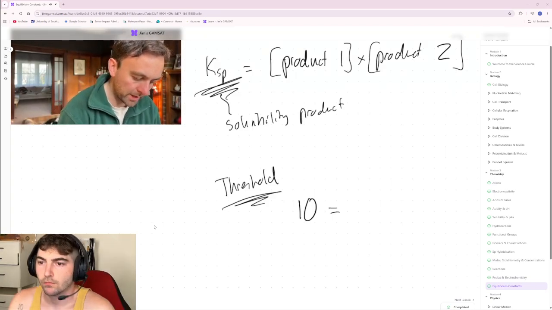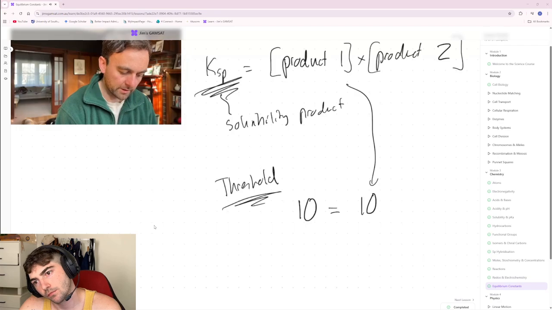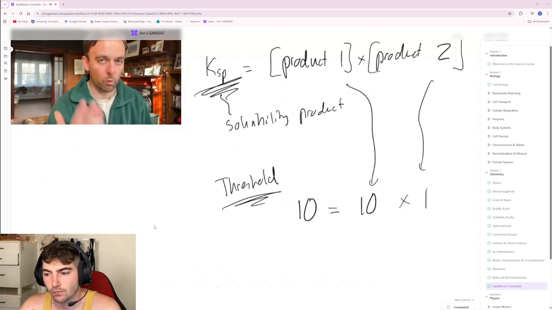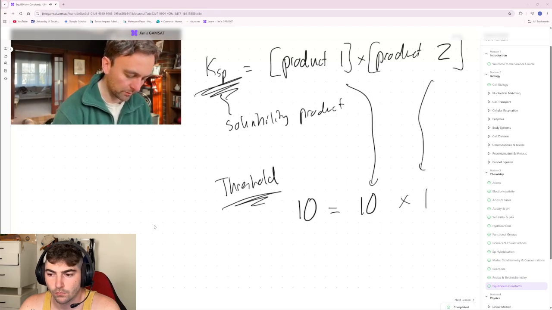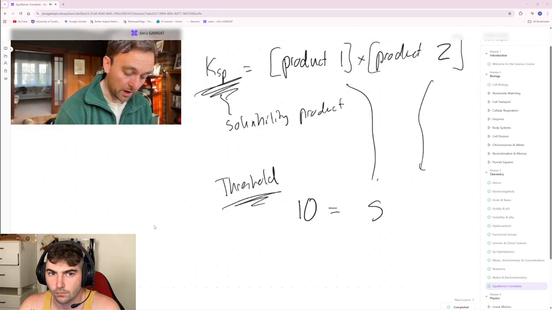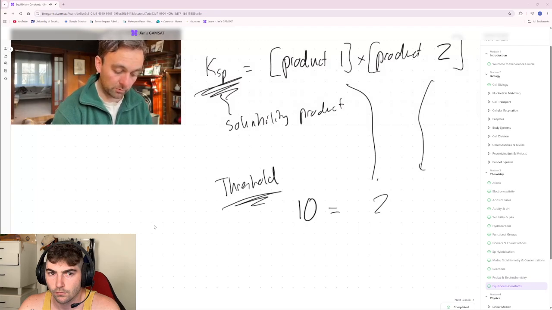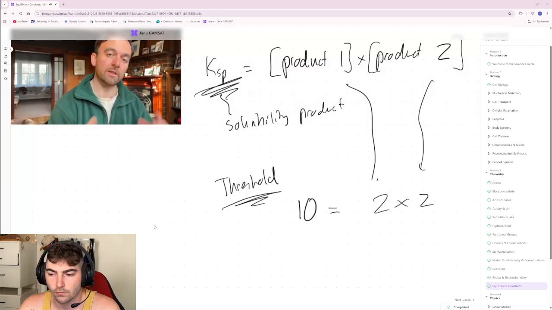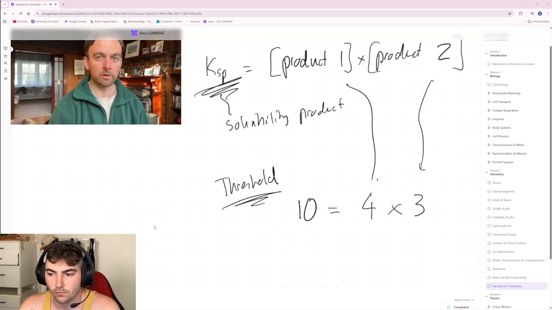So if we had, say, 10 of our first product, that means we would be allowed to have 1 molar of our second product, and that would be equal to the threshold, so it would all be dissolved. We could also have 5 and 2, and that would also be 10. Or we could have 2 and 2. That would be 4, so that's under our threshold. But as soon as we go above that threshold, so if we had 4 by 3 or something like that, we know that there's going to be some precipitate forming.